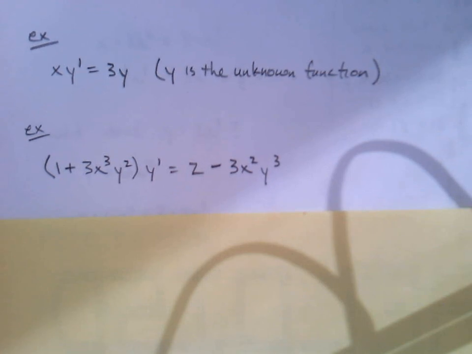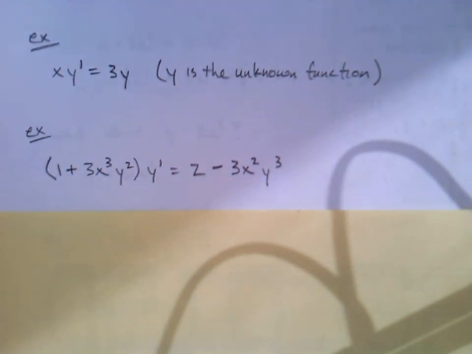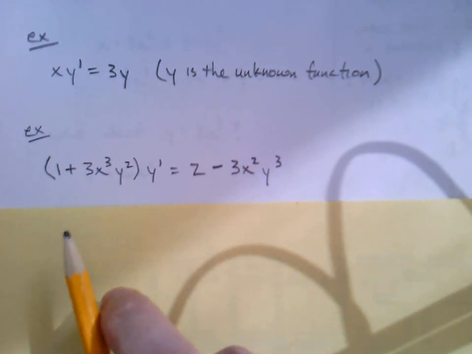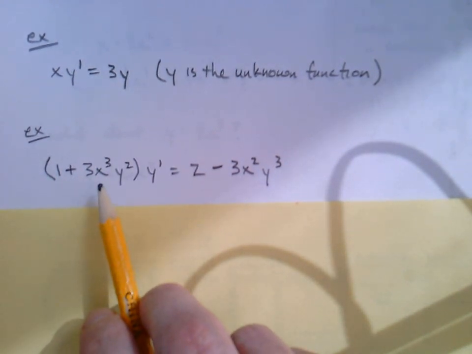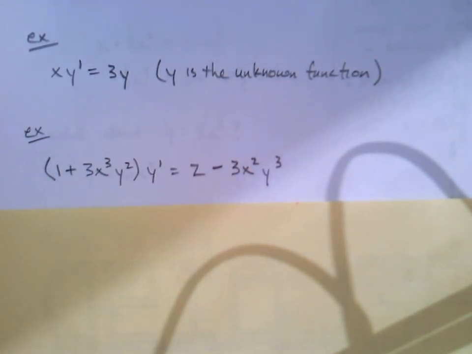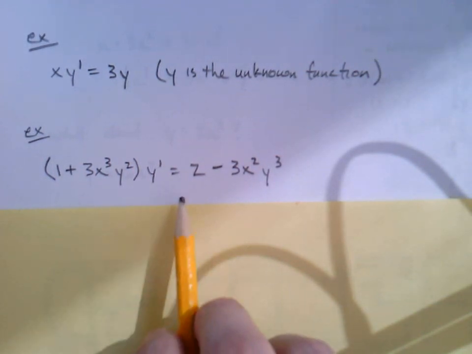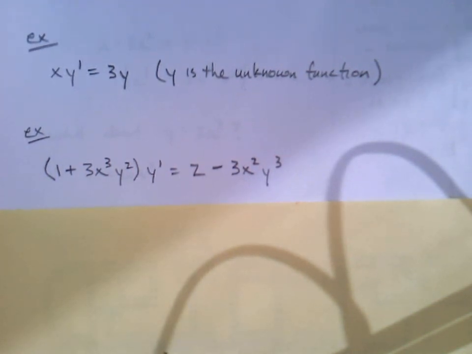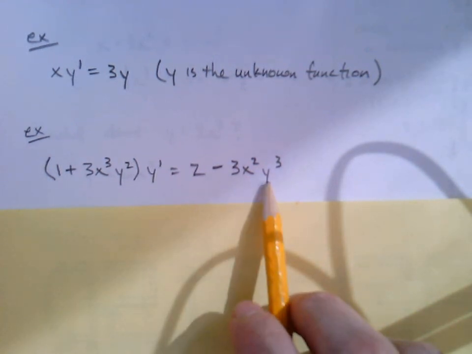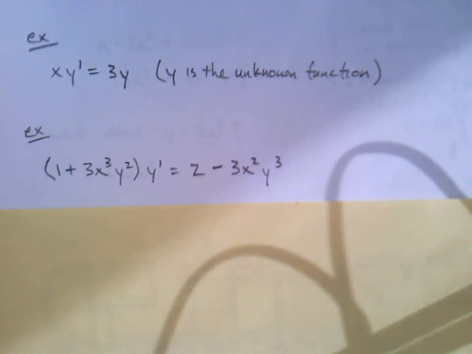Now this one's got a little bit more going on, right? Quantity 1 plus 3x to the third y squared times y prime equals 2 minus 3x squared y to the third. Again, you know, there's some unknown function y.